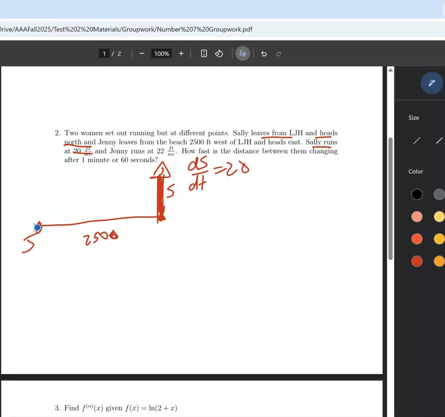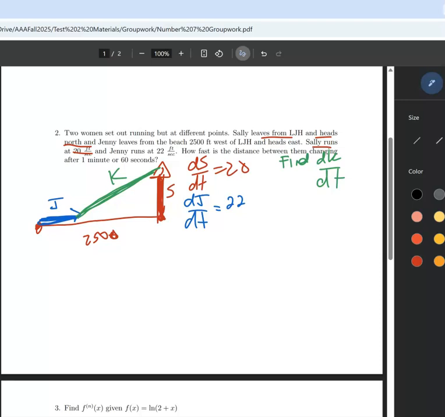Then Jenny is running towards Sally, so that'll be my J. I'll erase that one. Then we want to find how fast the distance between them is changing. So we want to find this distance, I'll call that K, so I'm going to find dk over dt. Oh, and they did give us what J was, I just didn't write it down. dj over dt is 22.